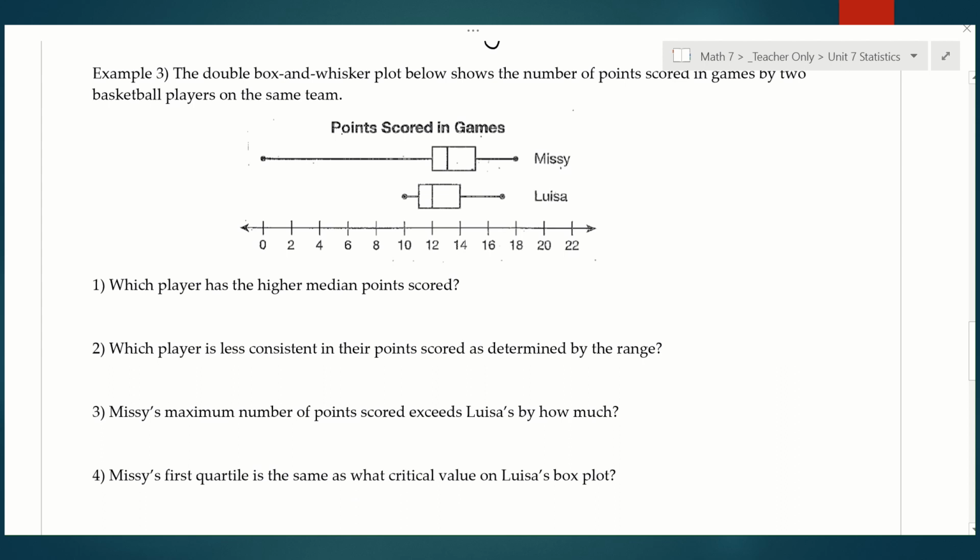Okay, so remember, to find the median, we are looking in the center of the boxes, kind of right here. Okay, so I can see that Missy has a median of 13, and Louisa has a median of 12, and so that would mean that Missy has the higher median.